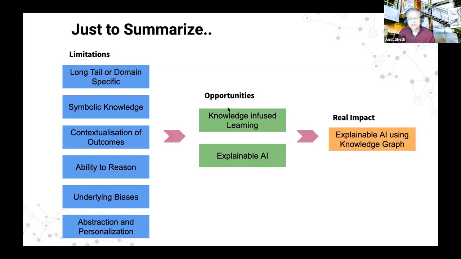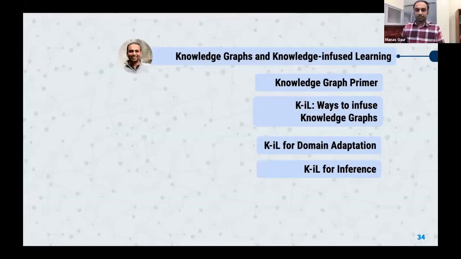All right. So just to summarize, I suppose I'm still going to be able to do this part. There are a lot of limitations that I discussed. There are a lot of opportunities, knowledge-infused learning and explainable AI, and there are a lot of applications that become possible. Manas, I think that should be my last slide. Yeah. Okay. Thank you, Doctor.